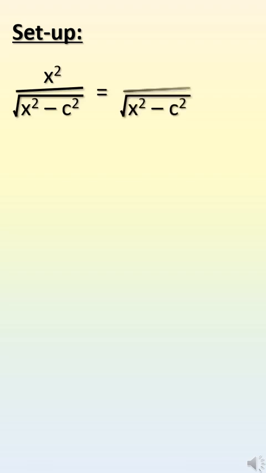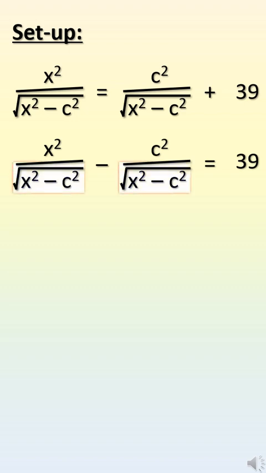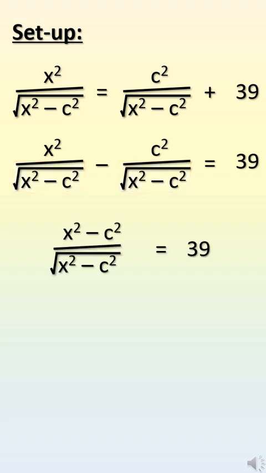So let's rearrange this first to make it simpler. What is the original equation? x squared over root x squared minus c squared is equal to c squared over root x squared minus c squared plus 39. Let's bring all the variables to the left-hand side. x squared over root of that thing minus c squared over root of that thing is equal to 39. Now notice that the two fractions have the same denominator, so let's combine them. x squared minus c squared over the root of x squared minus c squared is equal to 39.